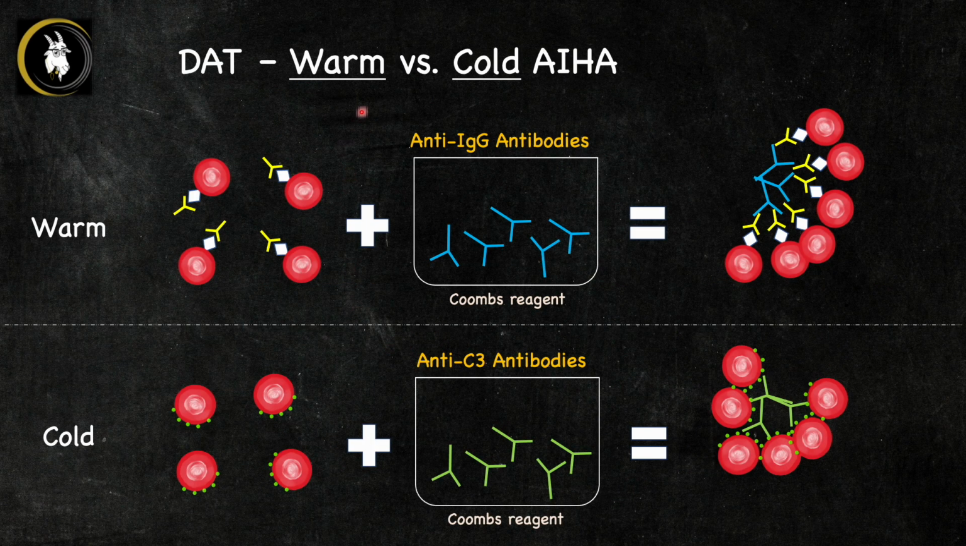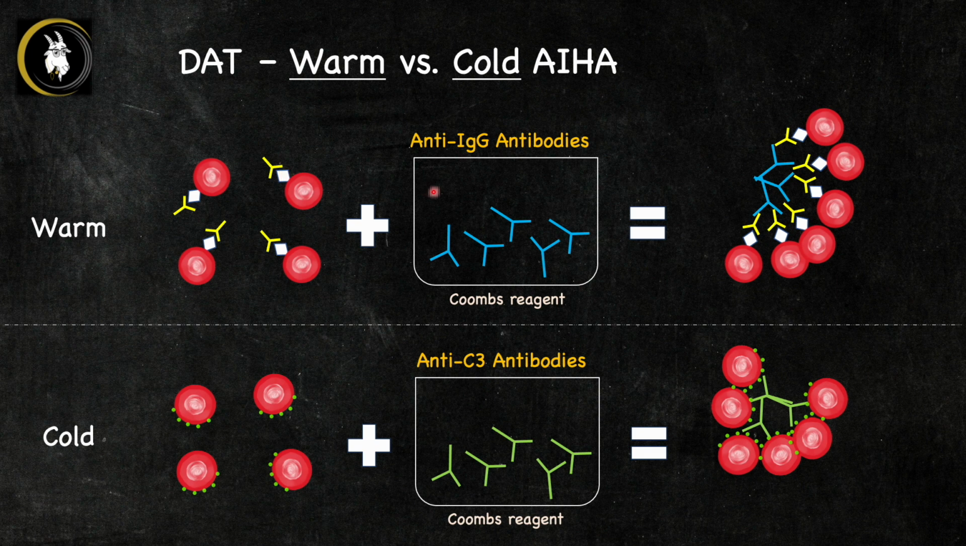Okay, so before we end, I want to talk about two things that can be potential points of confusion. First, let's recap what the direct Coombs test is going to look like in warm versus cold AIHA. So warm AIHA is going to be very straightforward. We have the patient's red blood cells. They're coated with these yellow autoantibodies, which are IgG, on their surface.